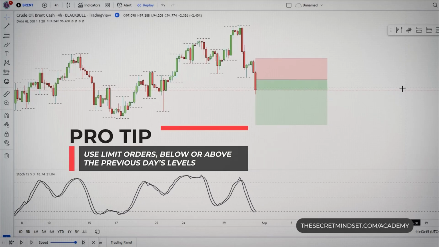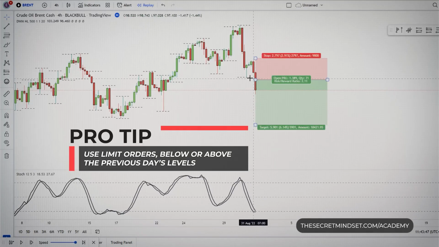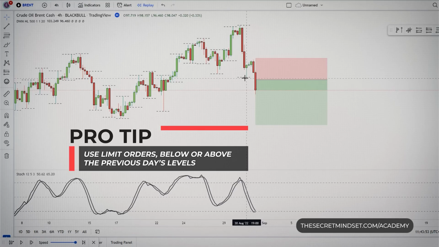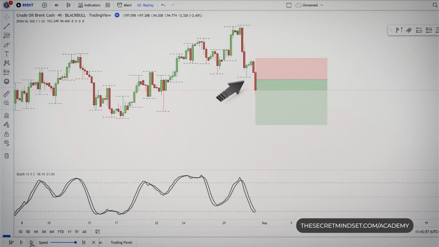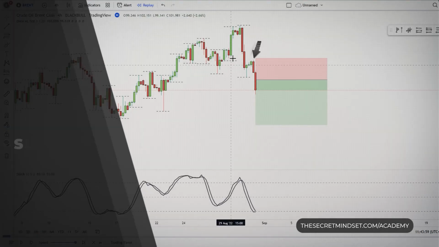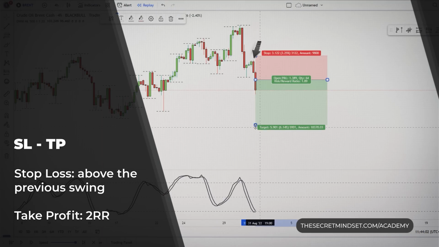Being a swing trading approach, I prefer to use limit orders below or above the previous day's levels. In this case, we look to short below this low. Stop loss above this high, and we'll target a risk-to-reward ratio of 2.